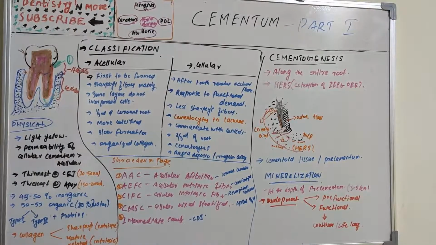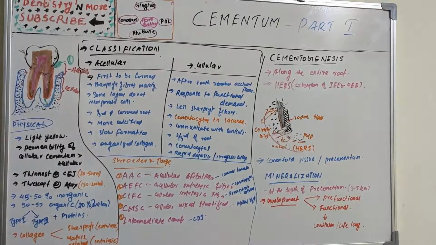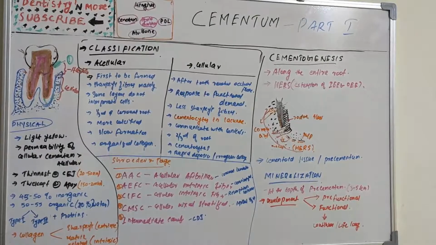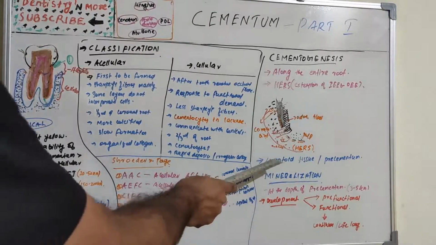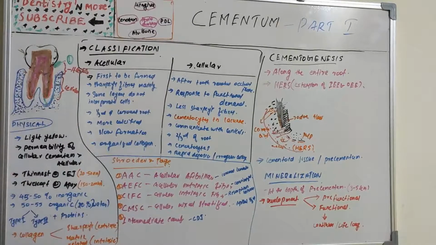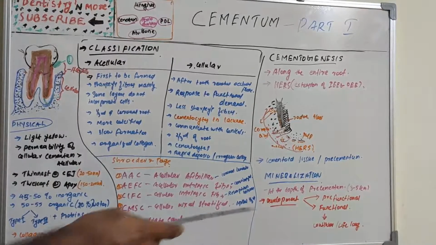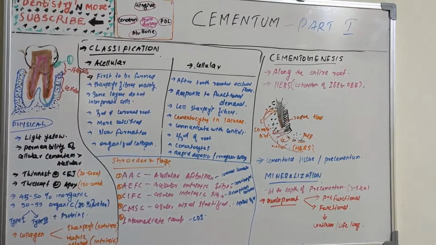So cementoblasts synthesize organic matrix which is uncalcified and called cementoid tissue or pre-cementum. So that is the uncalcified first form of cementum which is being laid out. So this is the cementoid tissue or pre-cementum. It has the name pre-cementum, but it is uncalcified. It is also known as cementoid. Okay, it might be asked for a short note: cementoid tissue or pre-cementum. So that is about the cementogenesis. Hope you understood the concept.